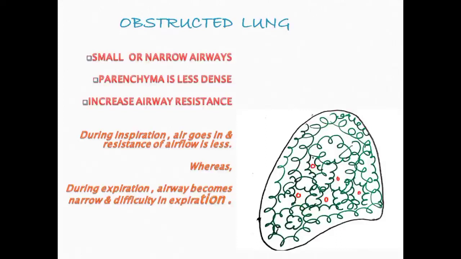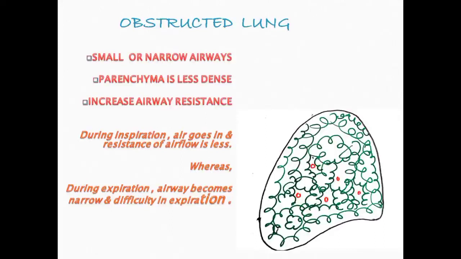See what is happening during inspiration. Air goes in, the airways expand, and when the airways expand, air can easily go in. But during expiration, the airway has already become narrow, and the surface area of the airways becomes low. So less air will go out. So in the obstructed lung there are small or narrow airways, the parenchyma becomes less dense, and there is increased airway resistance because of the obstruction.